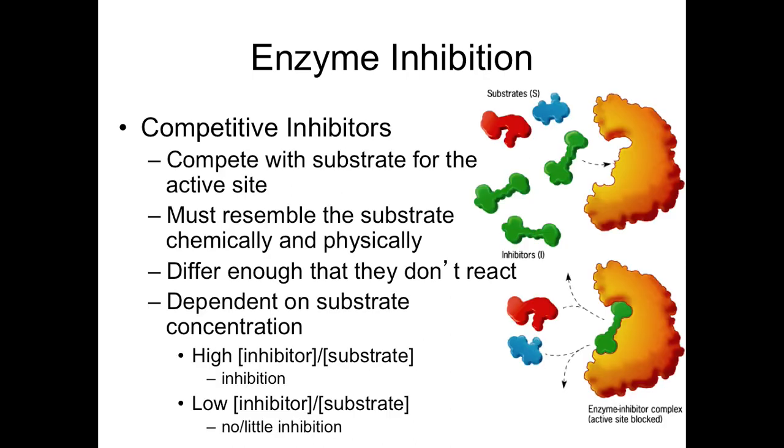We're only going to talk about reversible inhibition. And we're going to talk about competitive inhibition and non-competitive inhibition. And both of these inhibition types are used by all types of cells. And sometimes the same enzyme may be acted upon by both competitive inhibitors as well as non-competitive inhibitors.